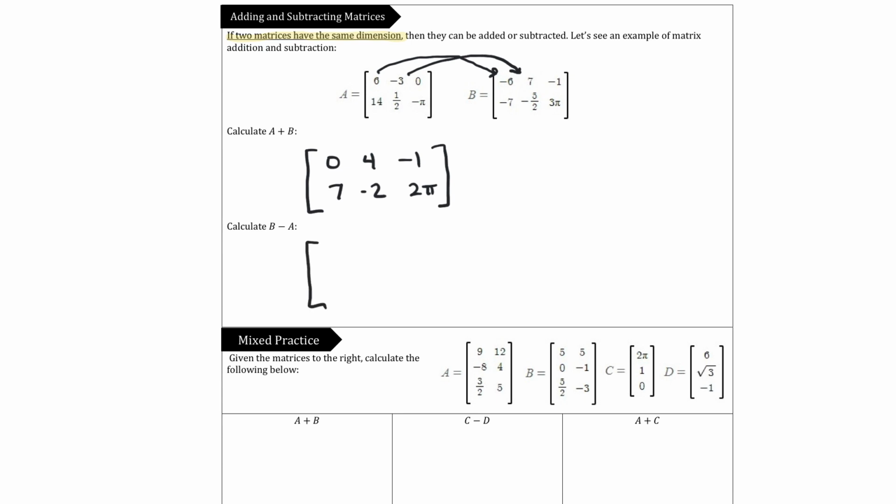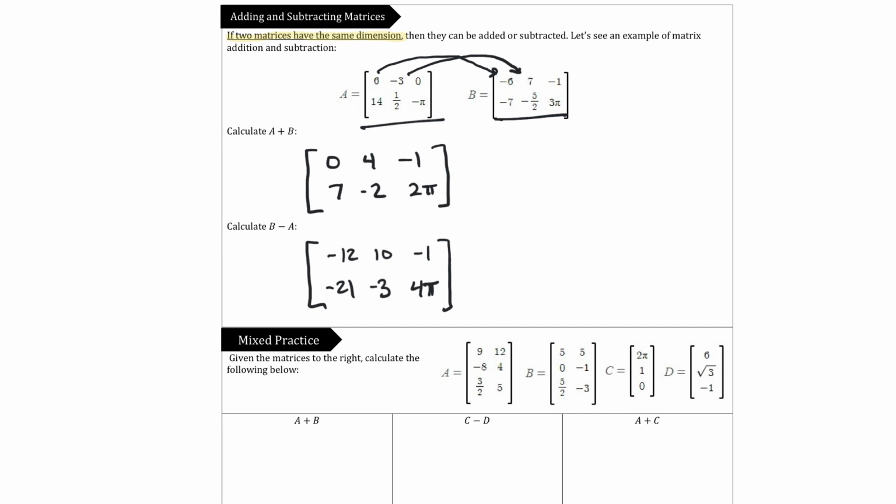And this one, we're going to go backwards. So it's going to be negative 6 minus 6, and 7 minus negative 3, and work it backwards in the right order. Negative 6 minus 6 is negative 12. 7 minus negative 3 is 10. Negative 1 minus 0 is negative 1. Negative 7 minus 14 is negative 21. Negative 5 halves minus 1 half is negative 6 halves, or negative 3. 3 pi minus negative pi is 4 pi. I subtracted the B matrix minus the A matrix.